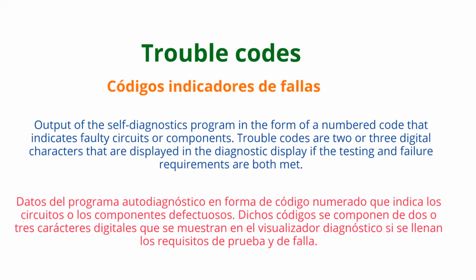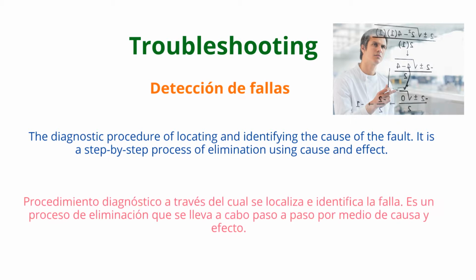Trouble codes. Trouble codes are the output of the self-diagnostics program in the form of a numbered code that indicates faulty circuits or components. Trouble codes are 2 or 3 digital characters that are displayed in the diagnostic display if the testing and failure requirements are both met. Troubleshooting. The diagnostic procedure of locating and identifying the cause of the fault. It is a step-by-step process of elimination using cause and effect.